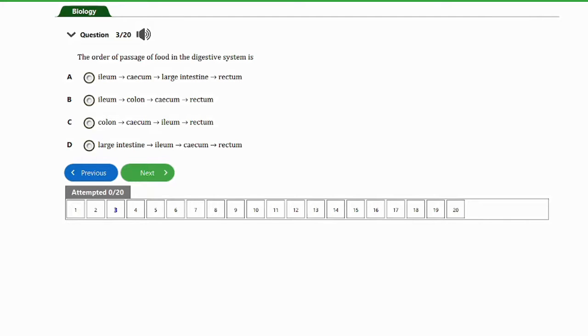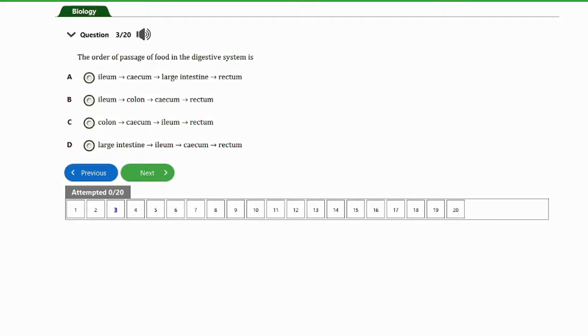Question number 3. It says, the order of passage of food in the digestive system is A, ileum, cecum, large intestine, and rectum. B, ileum, colon, cecum, and rectum. C, colon, cecum, ileum, and rectum. D, large intestine, ileum, cecum, and rectum. So guys, the correct answer to this is option A, and that's ileum, cecum, large intestine, and rectum.